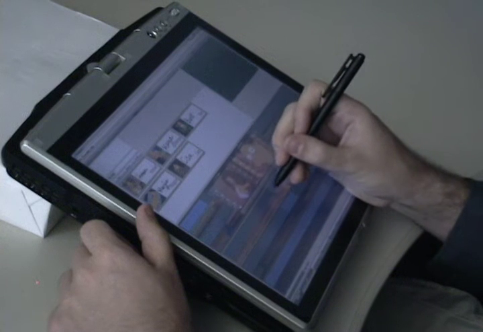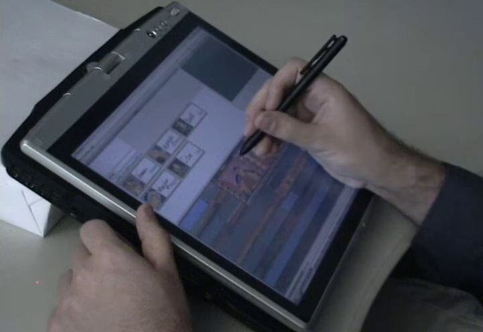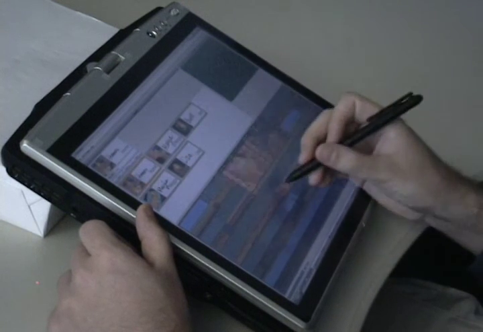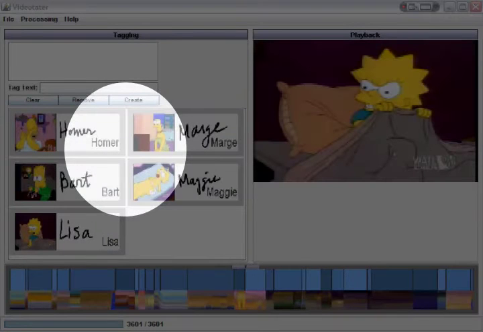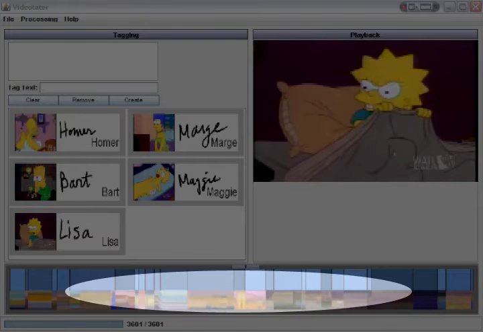We present Videotater, a novel set of visualizations and interactions designed to facilitate the segmentation and tagging of video for later repurposing. The interface of Videotater consists of a tagging palette where tags can be created and selected, a playback window for reviewing temporal aspects of the video, and a timeline representation where a majority of the interaction takes place.